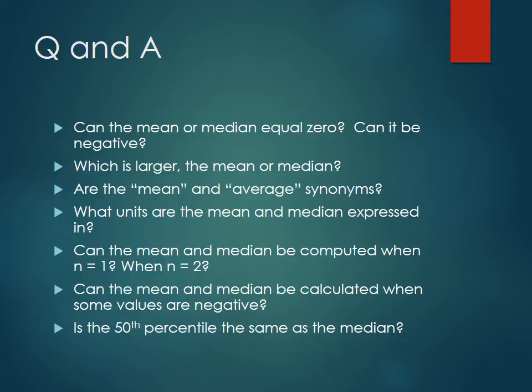What units are the mean and median expressed in? Same as whatever you're measuring. Yeah, whatever your mean is, right? Because none of the units actually cancel out on that one. So if you're looking at blood pressure, your mean is 120 millimeters of mercury. Your standard deviation would also be in millimeters of mercury.